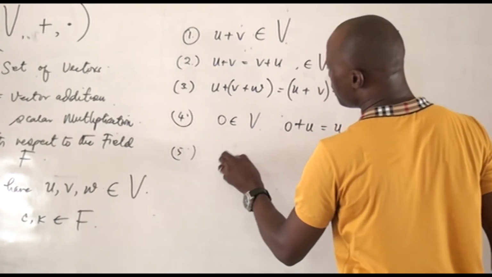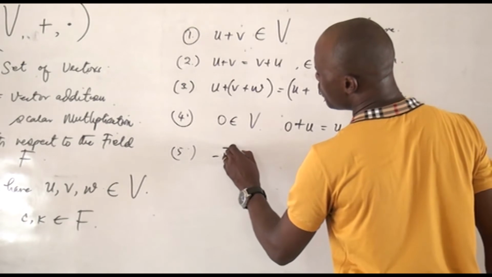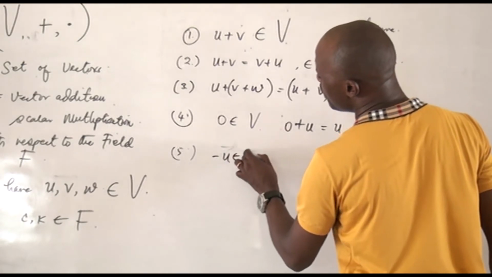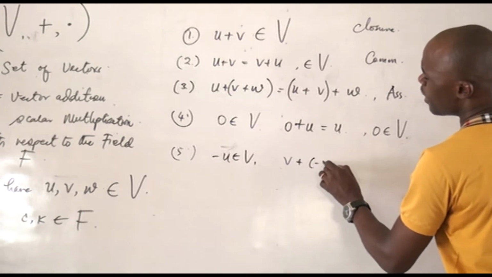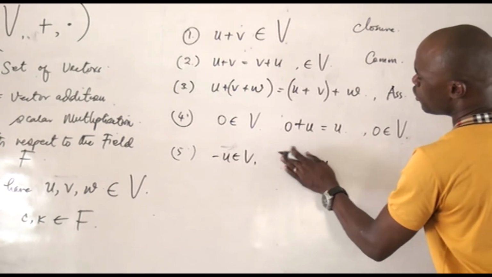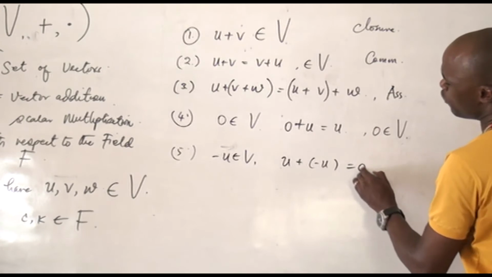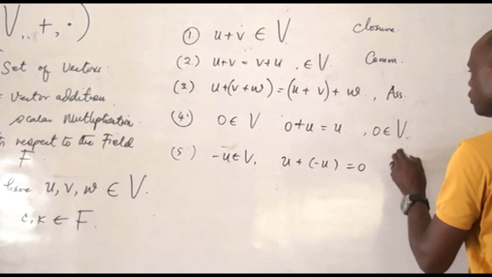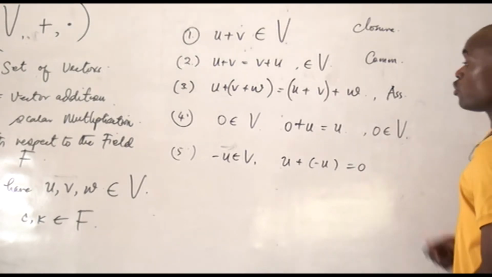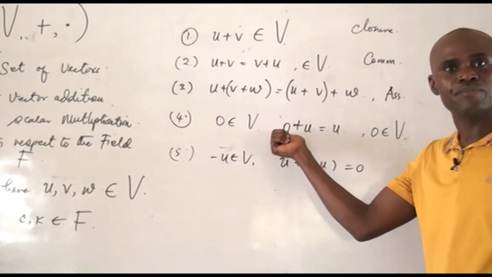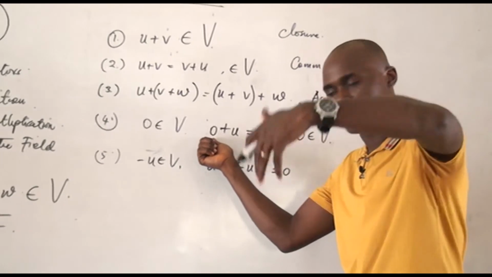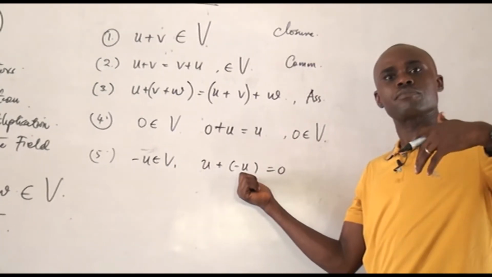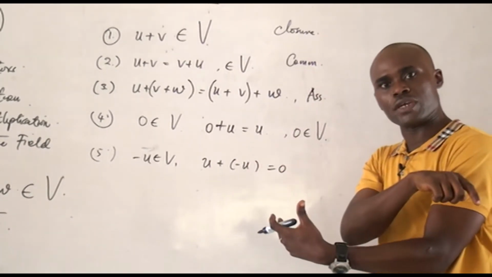Number five is the negative vector, such that if you add u plus minus u, it is going to give you 0. And that 0, we've already said, is already in V. So the zero has to do with the identity element. It's an identity because when you add it to anything, it just returns the same thing. This one is the inverse vector, something like that.